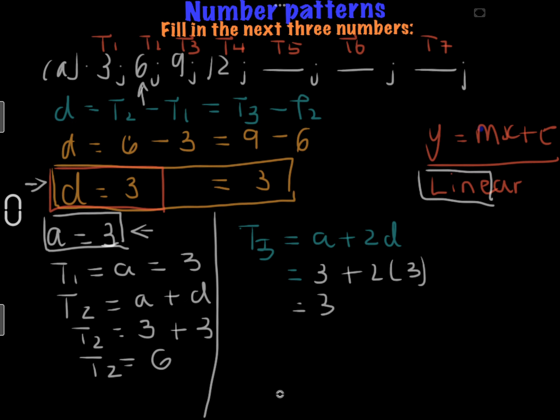Now 3 plus 2 times 3 gives us 6. Let's maintain what we want to find. In this case it is term 3. We want to find term 3. 6 plus 3 gives us 9. And we can clearly say term 3 is equal to 9.